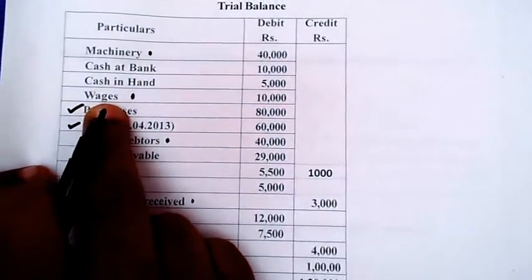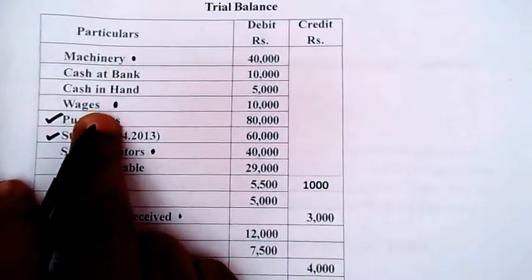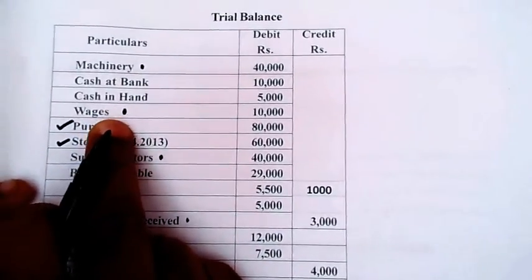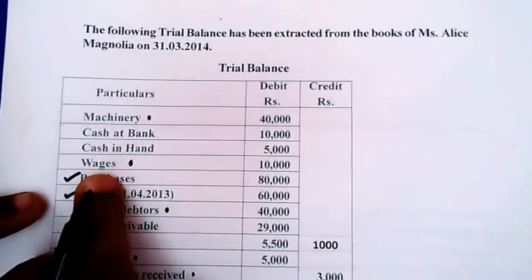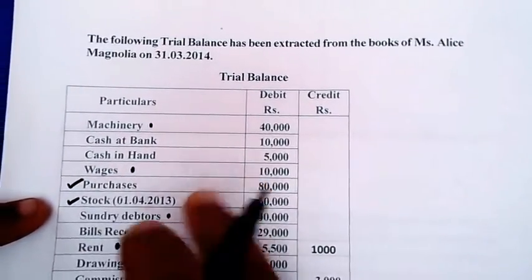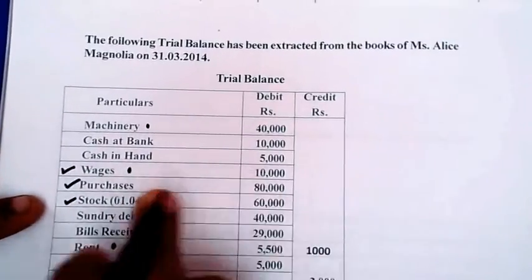Wages means the amount which is payable to laborers. Those who are directly involved in the production process are called laborers. So any amount given to a laborer is a direct expense. So how much amount is there? 10,000. We have made one mark, no?